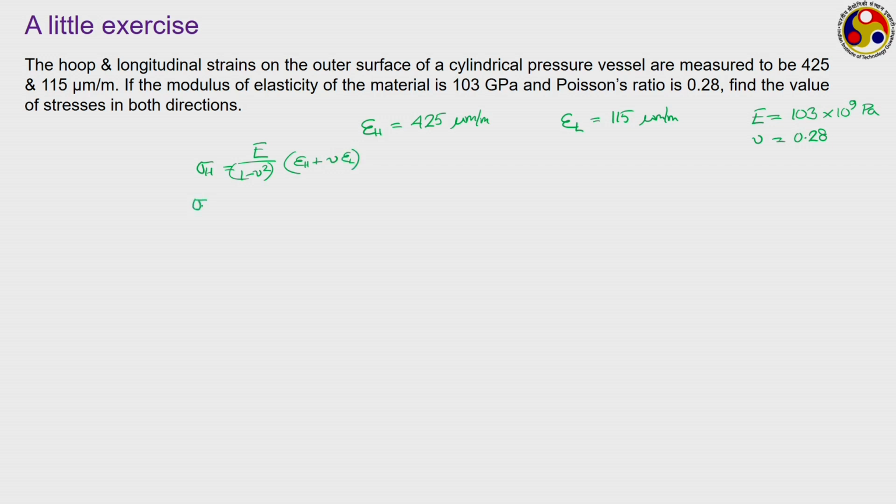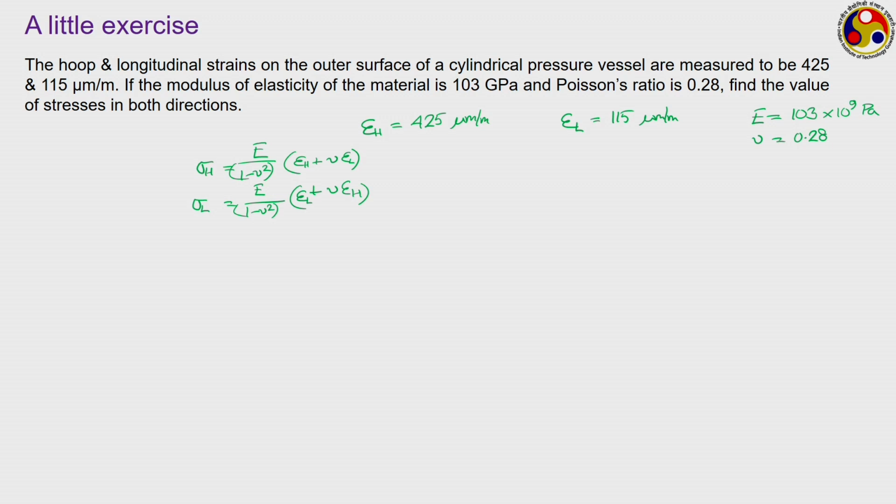Similarly, the stress in the longitudinal direction will be E by 1 minus nu square into epsilon L, and here epsilon H will come multiplied by nu, because what is the definition of nu? It is the ratio of just these two strains only. So, in terms of nu, they are related to each other, and we have already derived these relations in the previous lecture.